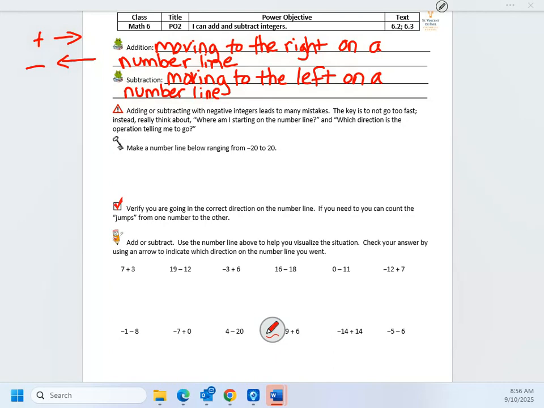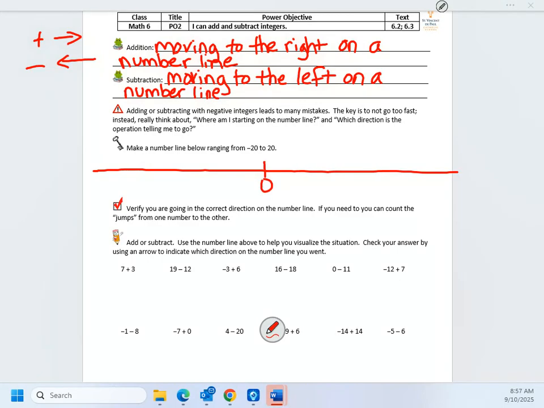Adding or subtracting negative integers can lead to many mistakes. The key is to not go too fast. Slow yourself down. Make sure you're looking at that number line correctly. Really think, where am I starting on the number line? And which direction is the operation telling me to go? So we're going to make a number line that you can use.